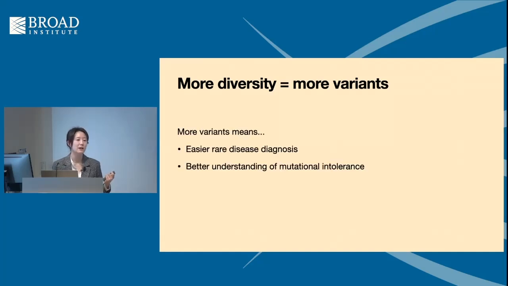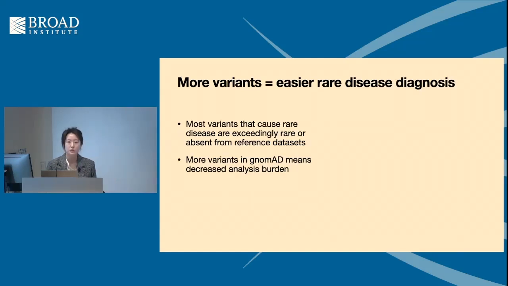But why do we care about having more variants? Well, one of the reasons is something I've already alluded to. More variants means easier rare disease diagnosis. So most variants that cause rare disease are rare or absent from databases such as gnomAD. So the more variants in gnomAD that are at thresholds incompatible with disease, the fewer you have to look at in a patient, so decreasing your analysis burden.